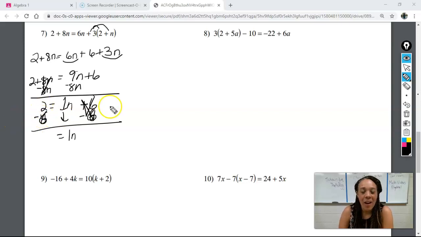All right, so if you have $2, but you owe me $6, how many more dollars do you have to go home and get to bring back to me? It's $4. So you are down $4 or negative $4. So 1n equals negative 4, or otherwise known as n equals negative 4.